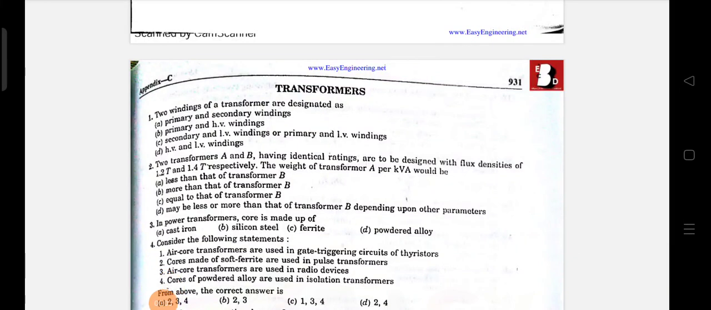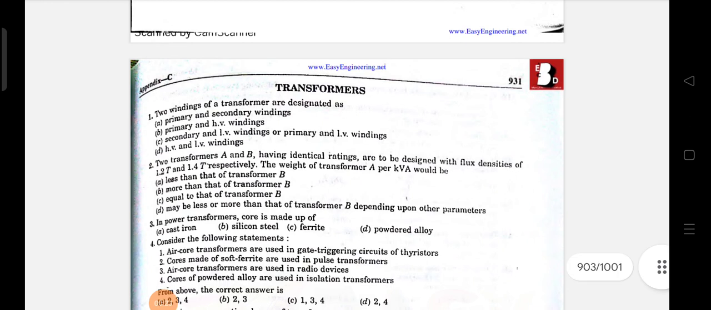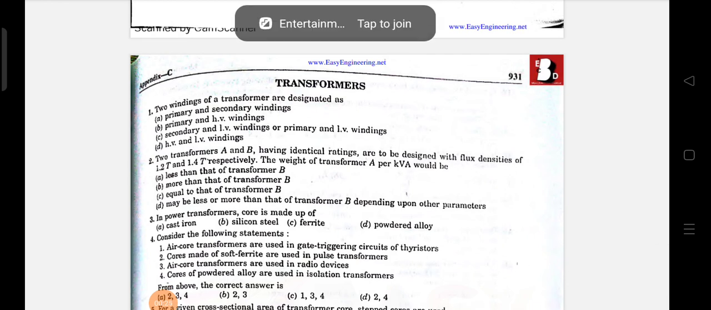Good morning all. Now I am going to explain about electrical machines. In these machines, first topic is transformers. Okay. First question: two windings of a transformer are designated as option A primary and secondary, option B primary and HV winding, option C secondary and LV winding, or primary and LV winding. Option D HV and LV winding.